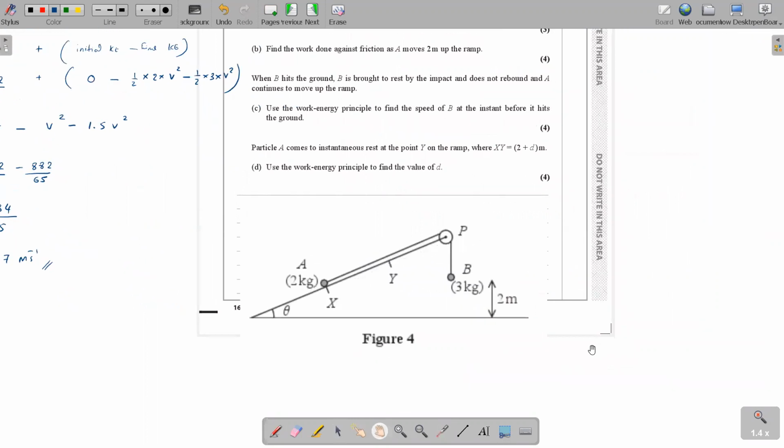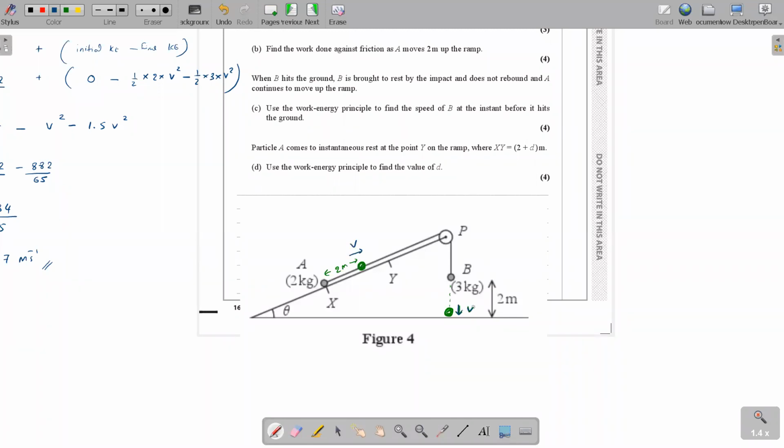Now what do they say? Actually in the earlier case, I used 2 meters, which was traveling 2 meters up the plane. And now what are they saying? They say particle A comes to instantaneous rest at the point Y on the ramp. Now you know when particle B hits the ground, we found the speed at which particle B hits the ground. And that's the exact same speed that particle A has over here.